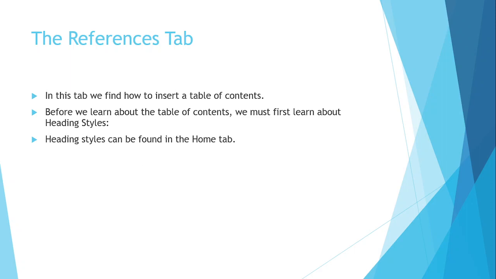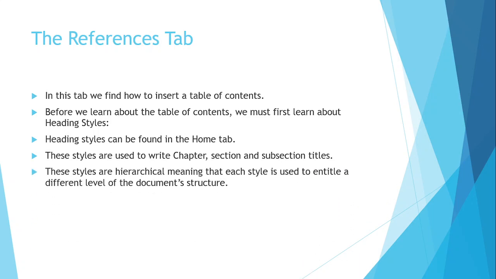Heading styles can be found in the Home tab. These styles are used to write chapters, sections, and subsection titles. These styles are hierarchical, meaning that each style is used to entitle a different level of the document structure. For example, in case of a memoir, at the top we have chapters. Every chapter contains multiple sections. Each section contains multiple subsections. That's what I mean by the term hierarchical.